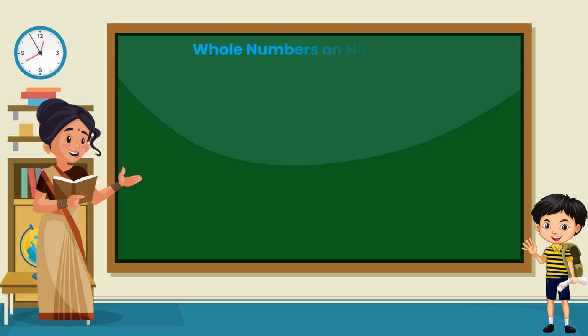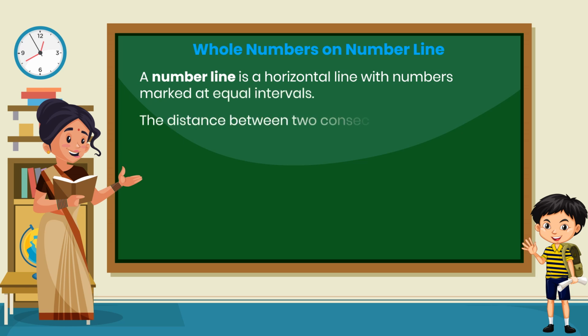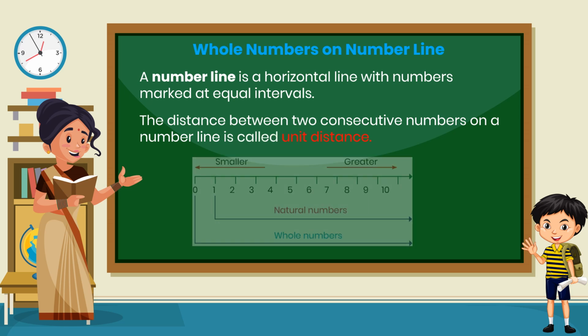Whole numbers on number line. A number line is a horizontal line with numbers marked at equal intervals. The distance between two consecutive numbers on a number line is called unit distance.